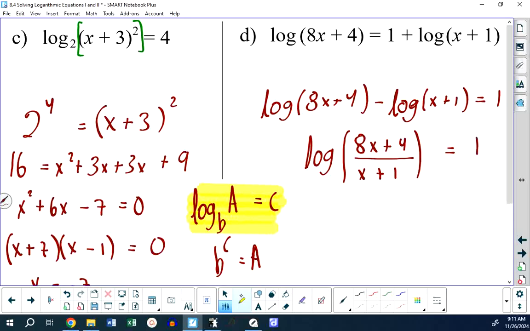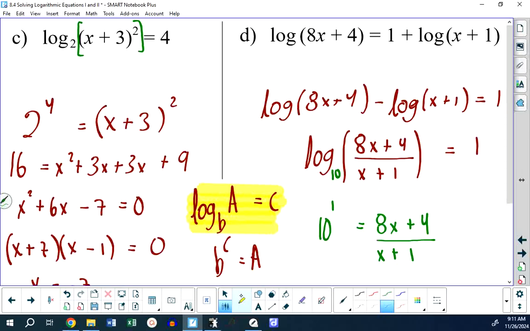Now I can write it in an exponential form. This is a base 10 logarithm, which means I can write 10 to the 1 equals 8x plus 4 over x plus 1. And I'm getting to a point where it's not a junior high question, but it's about to become one. Because whenever you have an equation that has a fraction, and this whole right side is a fraction, it's better if we don't have a fraction.